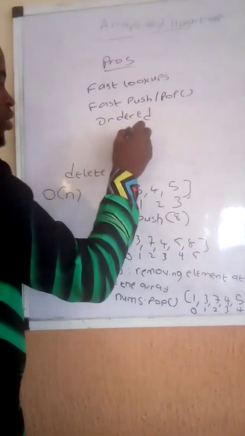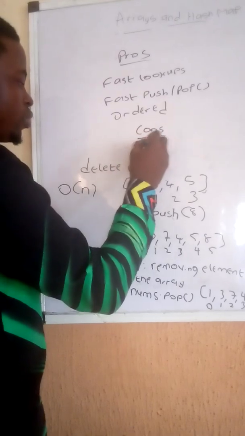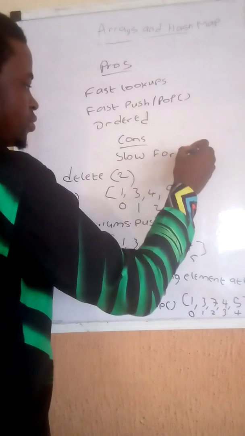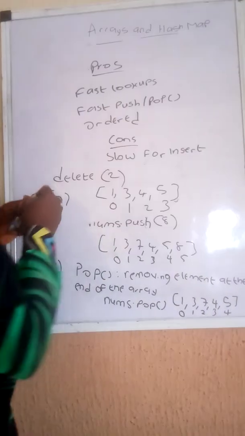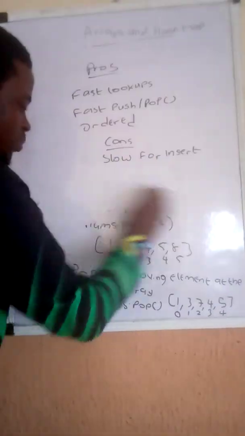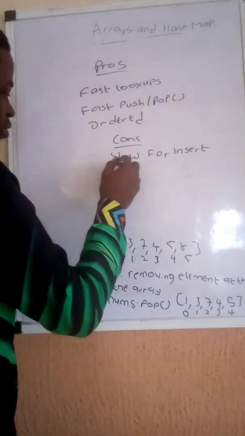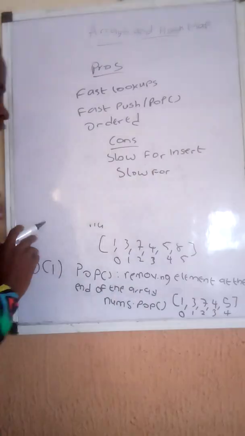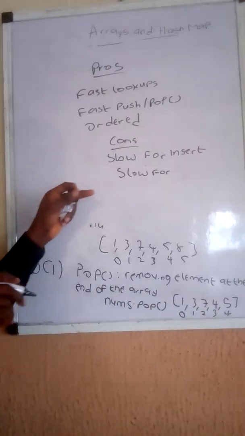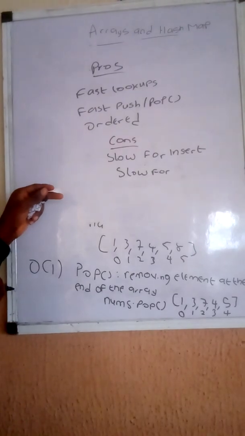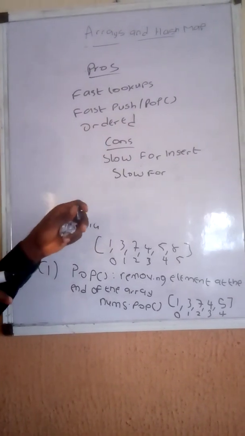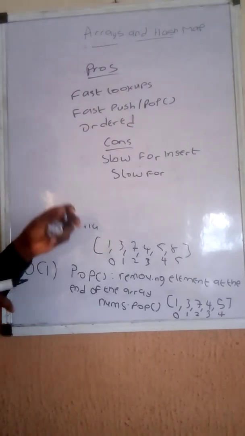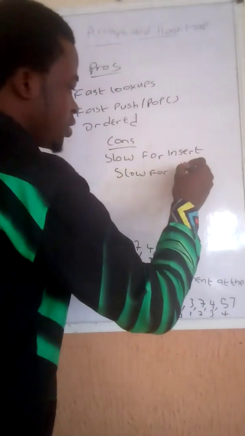Then for the cons, we have what? They are slow for insert. They are also slow for delete. So basically, you understand why they are slow for insert, and also why they are slow for delete, because you actually have to shift the indices, which takes Big O of n, which is a linear time.